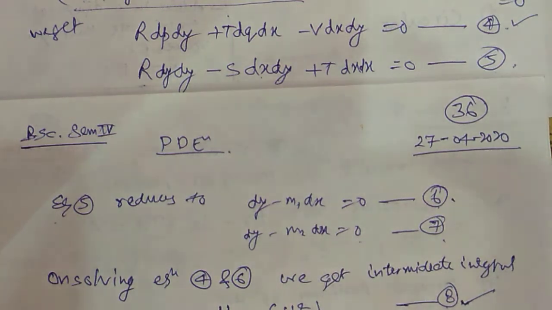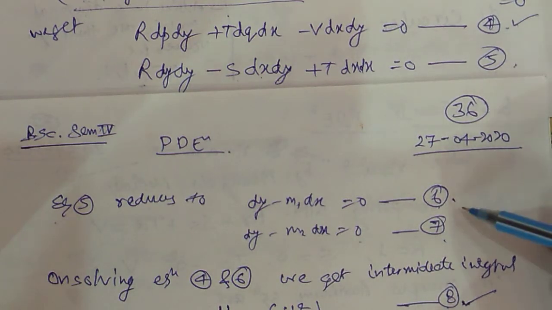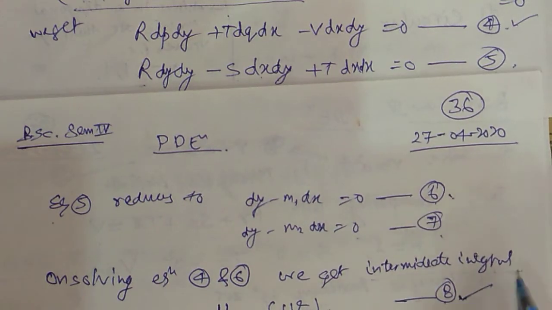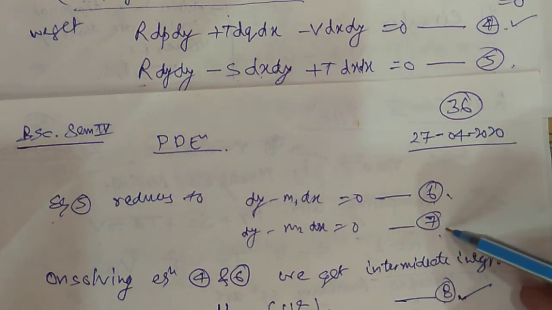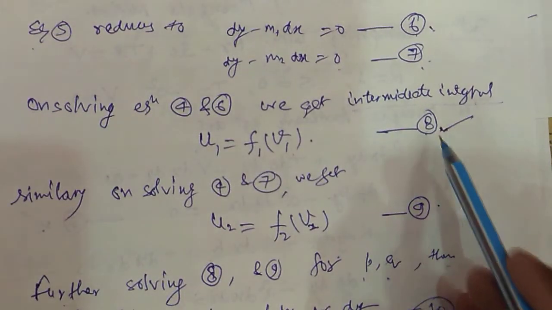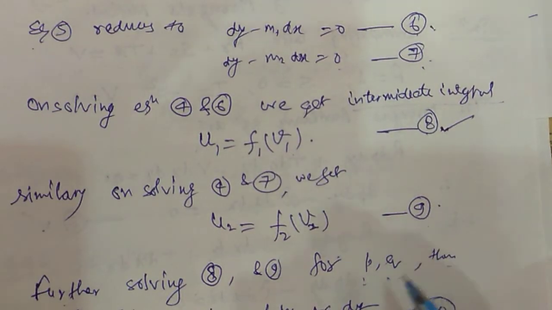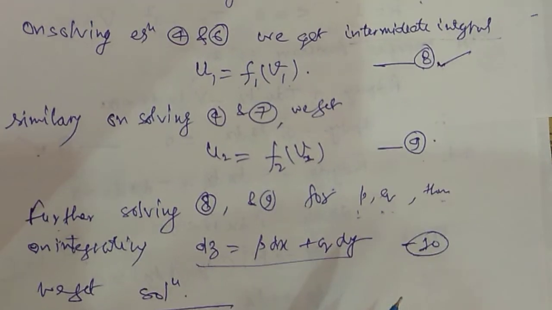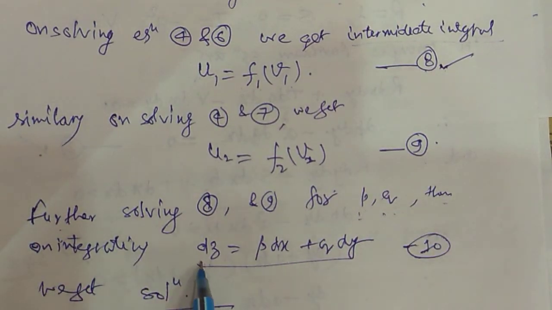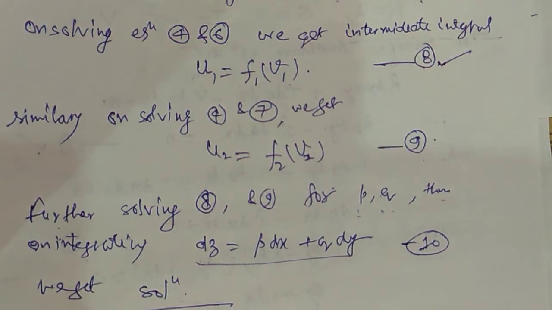So on solving pairwise equation 4 with 6, we have the intermediate integral u1 equal to f1 of v1, and with the help of 7 and 4 we have the second one, u2 equal to f2 of v2. From equations 8 and 9 we get the values of p and q. Then on integrating dz equal to p dx plus q dy, we get the solution. This is Monge's method.